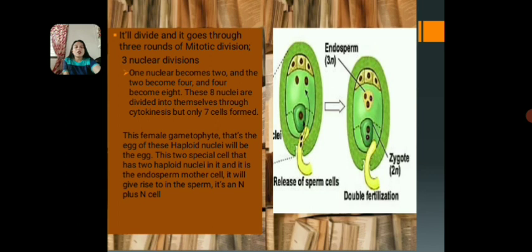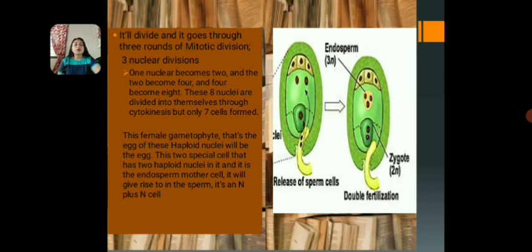Here in the image, as you can see, it divides and goes through 3 rounds of mitotic division. So we have the 3 nuclear divisions. One nucleus becomes 2, and the 2 becomes 4, and 4 becomes 8. These 8 nuclei are divided into themselves through cytokinesis, but only 7 cells form.